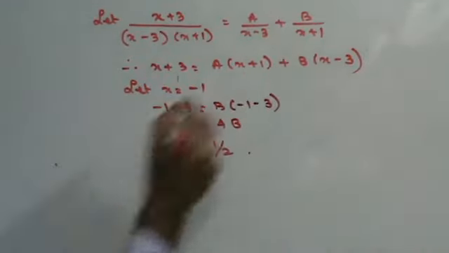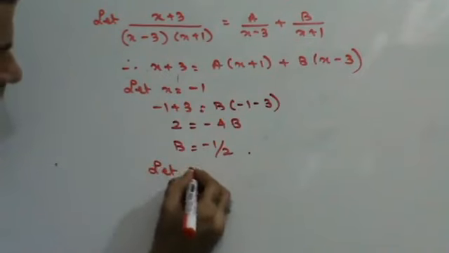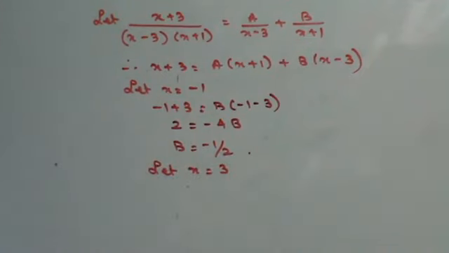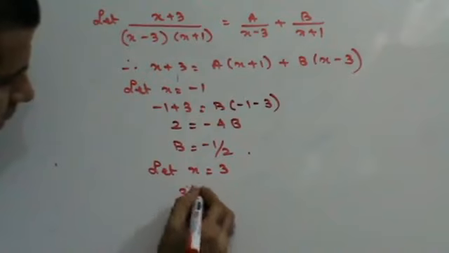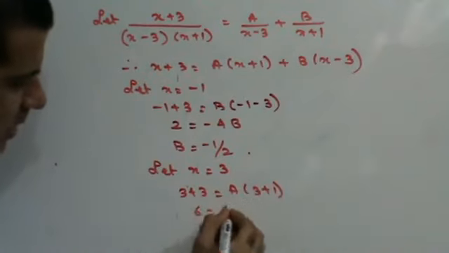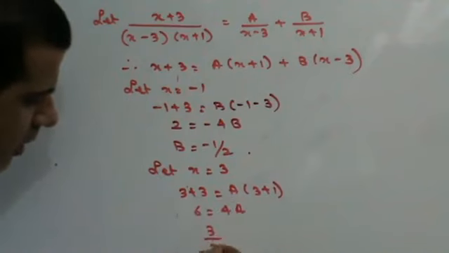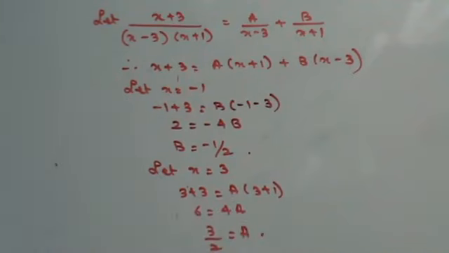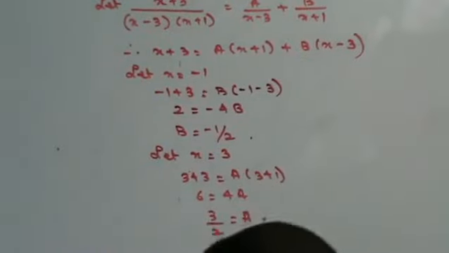Now to make the second bracket 0, I'll assume the value of x to be 3. So I'll get 3 plus 3 is a times 3 plus 1. 6 is equal to 4a. 3 upon 2 is equal to a. Let's get back to my original form.